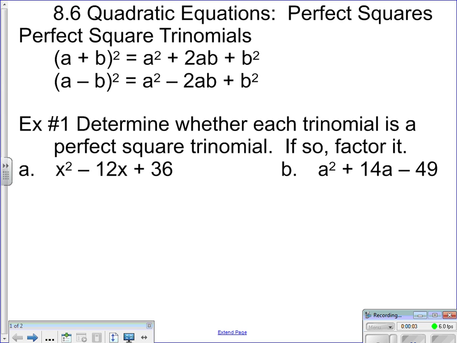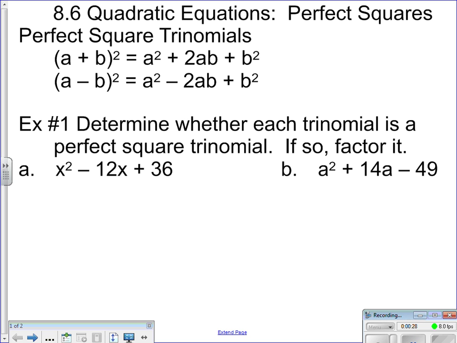8.6, quadratic equations that are perfect squares. Unlike difference of squares, we have three terms. We have trinomials here. So we have two formulas. We're to basically say that a plus b squared is equal to a squared plus 2ab plus b squared. And it works the same with minus.